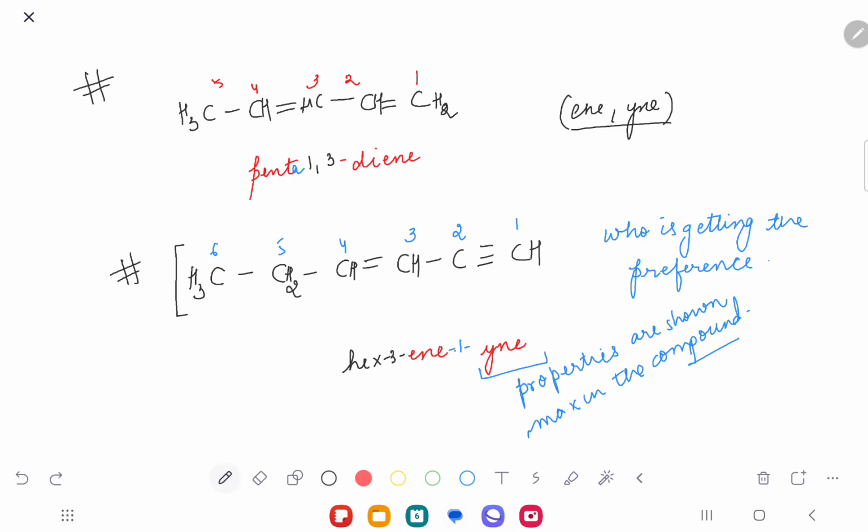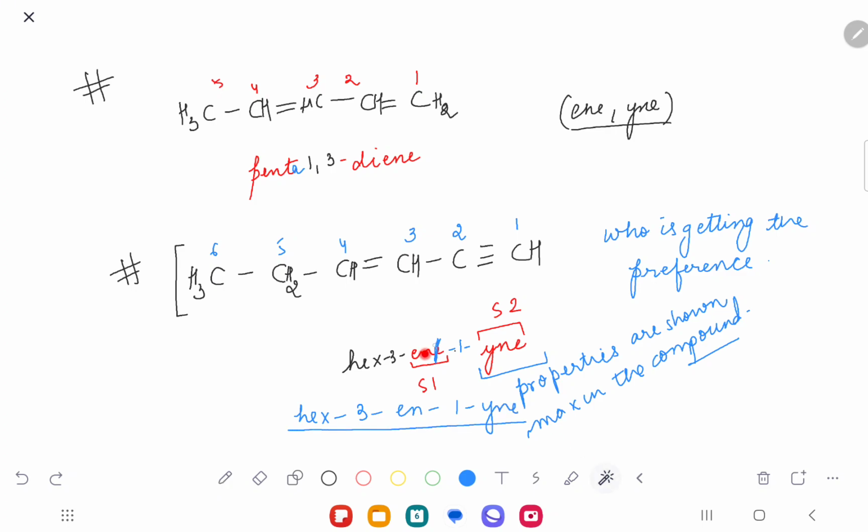All right. And what do we do in here? We break this particular bond. So when we write down ene, there are two suffixes now. Ene is suffix 1 and ine is suffix 2. Whenever we are writing two suffixes, the first suffix should not end with e, so you have to drop this e. So the name shall become hex-3-en-1-ine. That's how the name has to be written down.